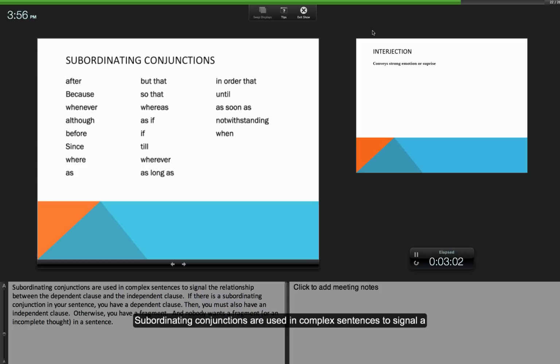Subordinating conjunctions are used in complex sentences to signal the relationship between the dependent clause and the independent clause. If there is a subordinating conjunction in your sentence, you have a dependent clause. Then you must also have an independent clause. Otherwise, you've created a fragment. Nobody wants a fragment. It's also called an incomplete thought in a sentence. So don't just leave a dependent clause with your subordinating conjunction in a sentence. I'll write fragment all over your paper.